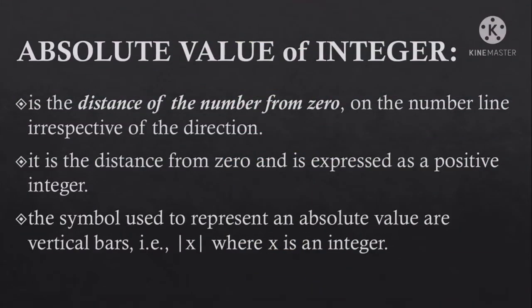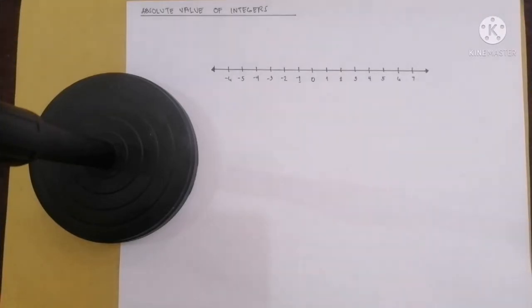Now that you know the origin of integers, let us proceed to our main topic, which is the absolute value of integers. The absolute value of an integer is the distance of the number from zero on the number line irrespective of the direction. It is the distance from zero and is expressed as a positive integer. The symbol used to represent an absolute value is vertical bars, as shown in the example in the third bullet of this slide. On the number line, there are two numbers, one at the left and one at the right, that are equidistant from zero.